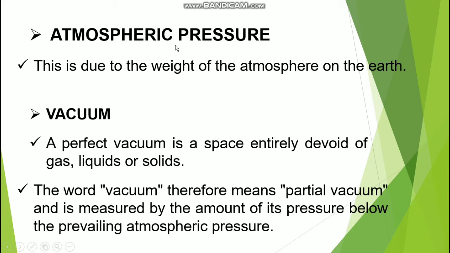Then atmospheric pressure, this is due to the weight of the atmosphere on the earth. And vacuum, a perfect vacuum is a space entirely devoid of gas, liquids, or solids. But since di man gyud na mahimo nga kuhaan gyud tanan, so just for example, wala gyoy gas ang usa ka lugar or usa ka room na man gyud na siya. So the word vacuum therefore means partial vacuum lang, and is measured by the amount of its pressure below the prevailing atmospheric pressure.